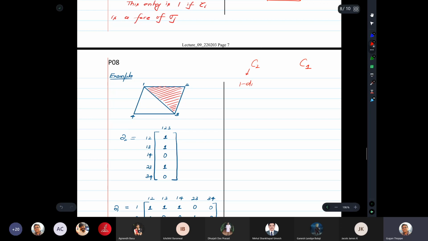C2 is a one-dimensional vector space, right? Why? Because it has these two elements. What about C1? C1 is a 5-dimensional vector space. Why is it a 5-dimensional vector space? Well, this simplicial complex has 5 edges, so you can think of them as the basis for C1, and accordingly you end up with a 5-dimensional vector space.